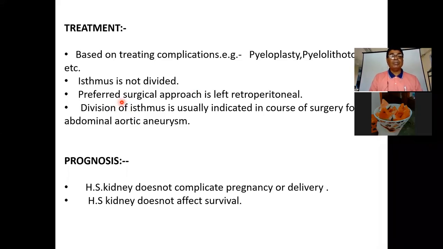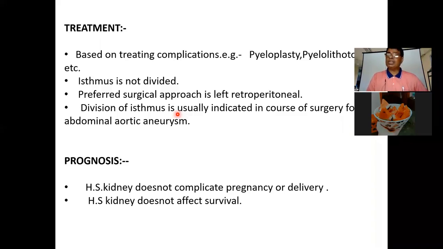And what is the best surgical approach? We will approach this kidney from the lateral aspect, the retroperitoneal approach is the preferred surgical approach. The only indication where we will divide the isthmus is when there is an abdominal aortic aneurysm. In the same patient, if you get an aortic aneurysm and you want to operate on it, then of course you have to divide the isthmus of this horseshoe kidney. Otherwise we will not do any operation on the isthmus. We will not divide the isthmus.